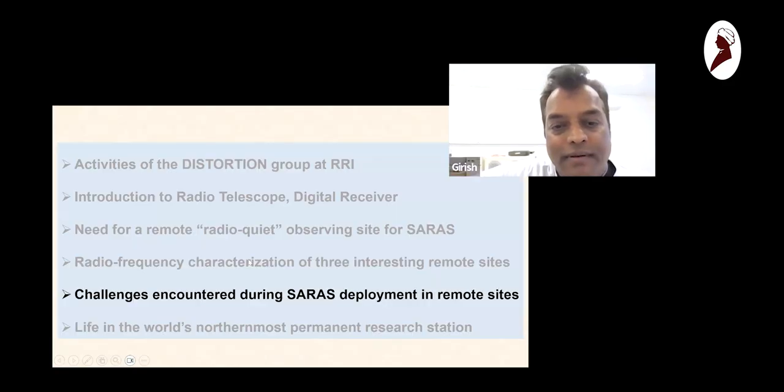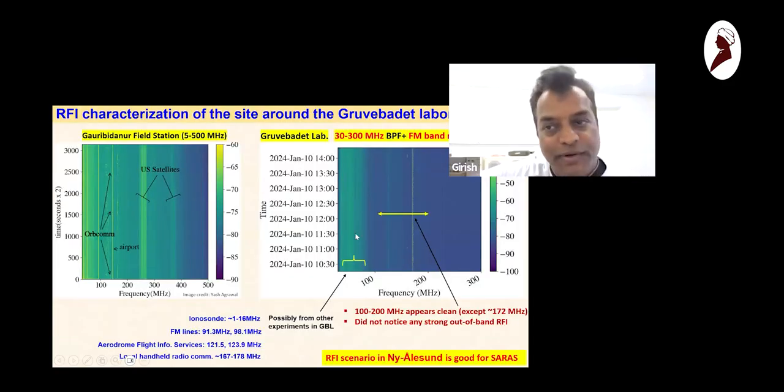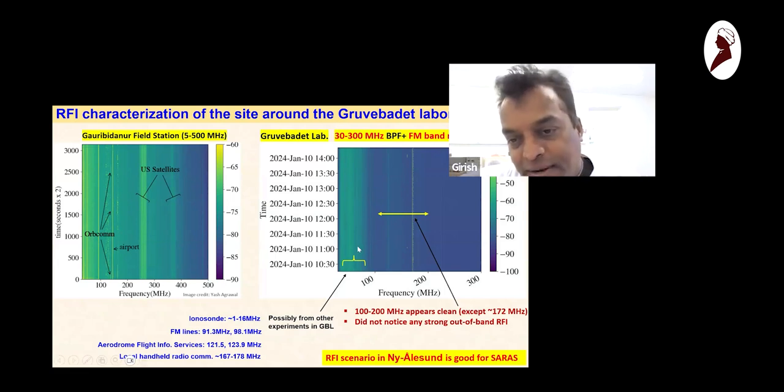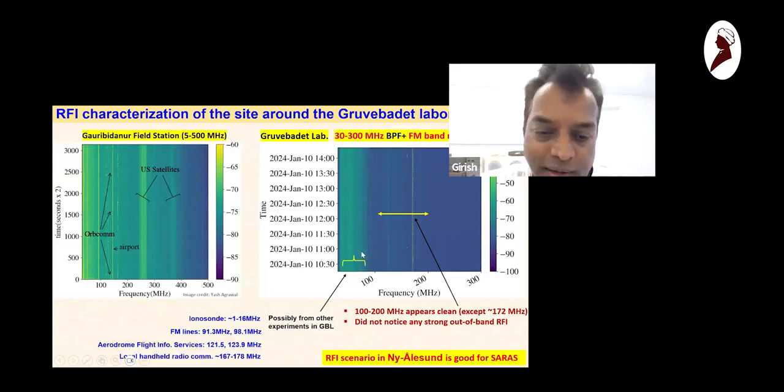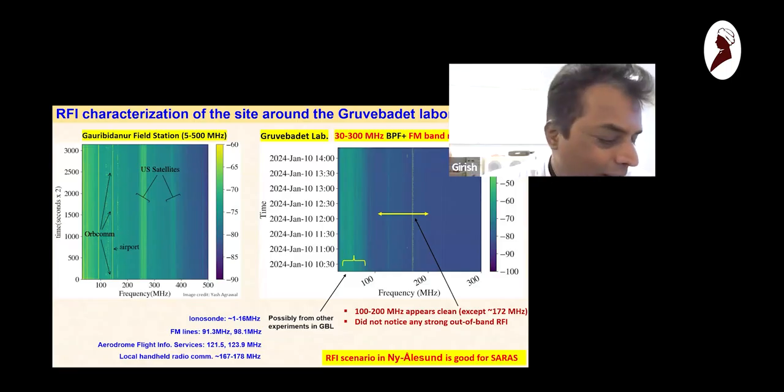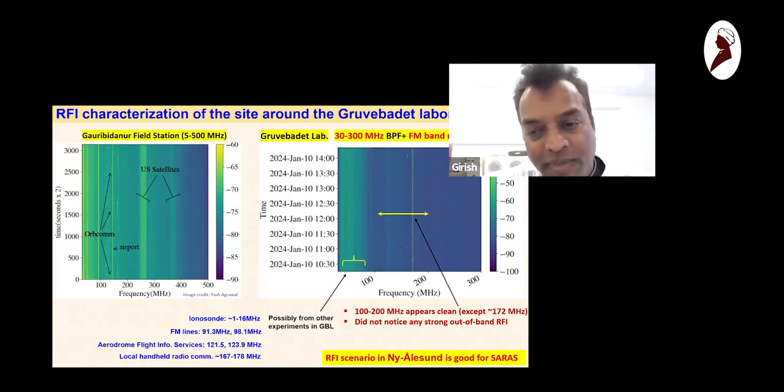Compared to, for example, sorry for only taking GBD as reference, because that is something that we are familiar with. Compared to GBD, when we did an RFI characterization of the Ny-Olsen area, we found that there are a lot of interference lines in the low frequency SARAS band, but 100 to 200 megahertz appeared clean, except for 172 megahertz.